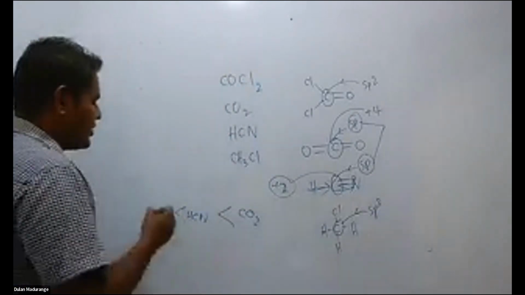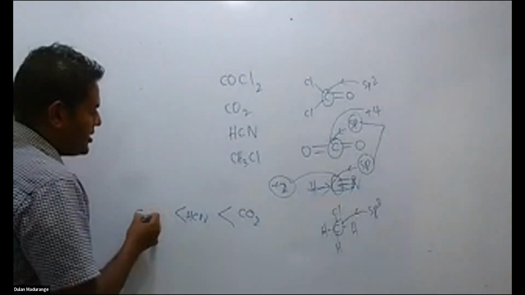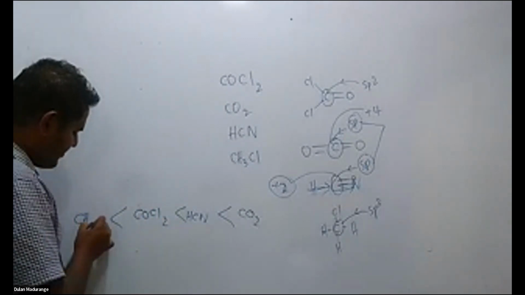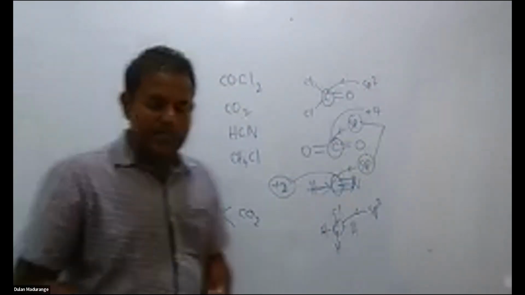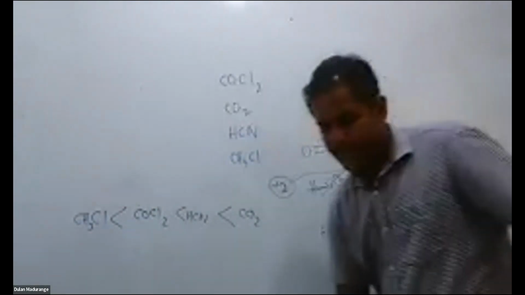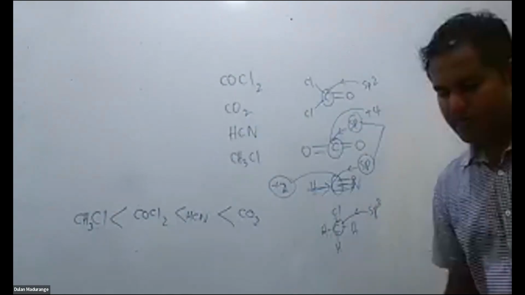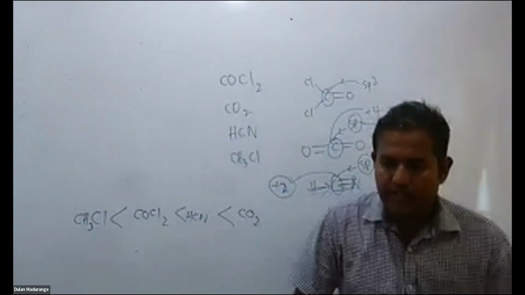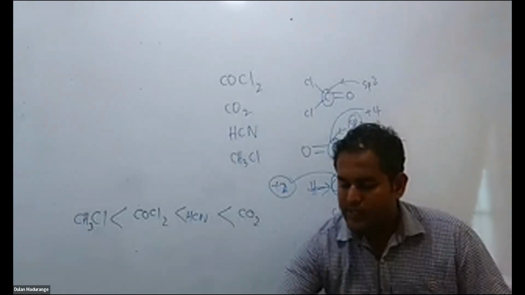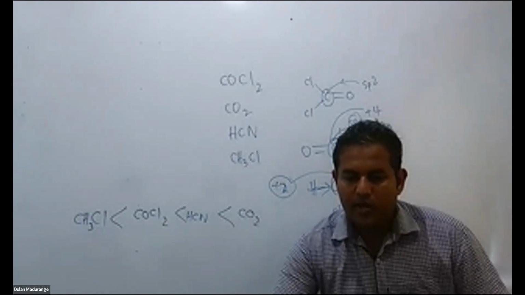Right. So then COCl2 sp2, then CH3Cl should be the sequence, right? This should be the sequence here when you consider the structures, right? Okay. Any issues?